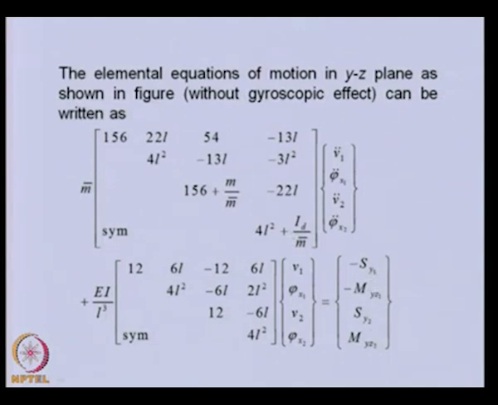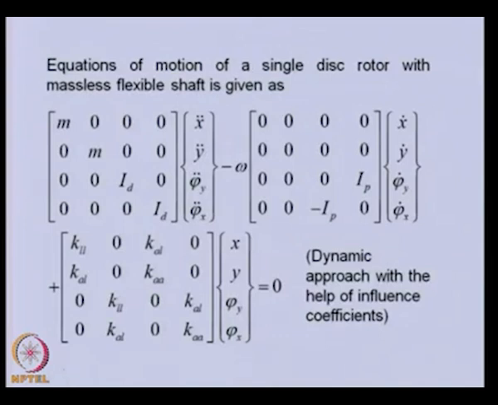Now, these 2 plane motions we can couple. So, before coupling, let us see the gyroscopic effect, how we can add it. Earlier, when we dealt with the gyroscopic effect of a massless shaft and a thin disk, we used a dynamic approach, and even a quasi-static approach. After that, we discussed the dynamic approach with the influence coefficient method.